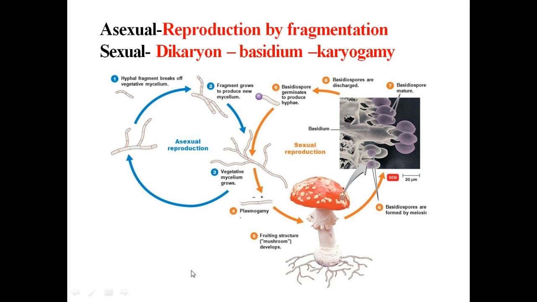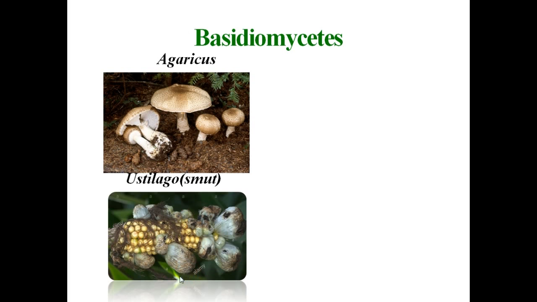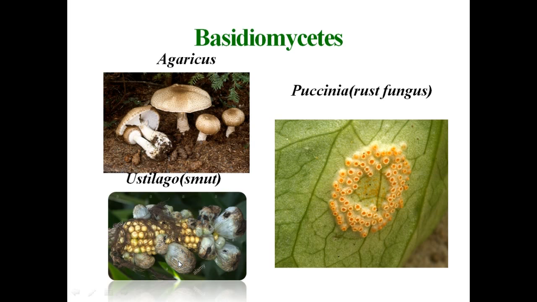Some common members are Agaricus mushroom. This is a common mushroom we eat. Then Ustilago, that is smut, and Puccinia, rust fungus.